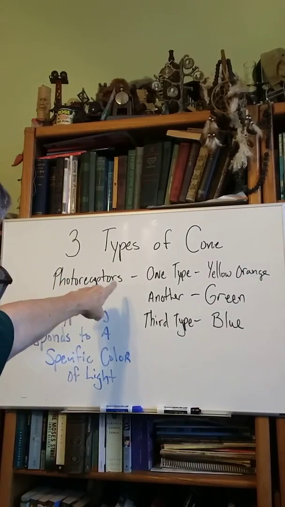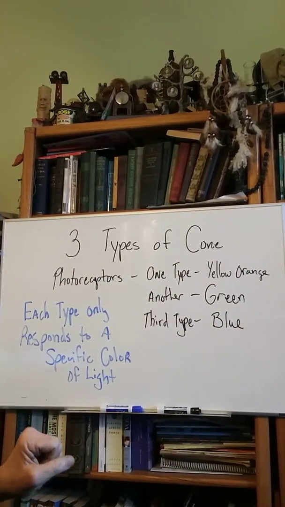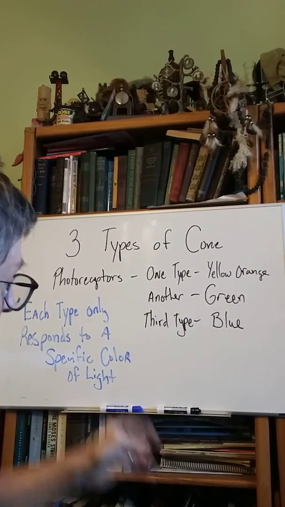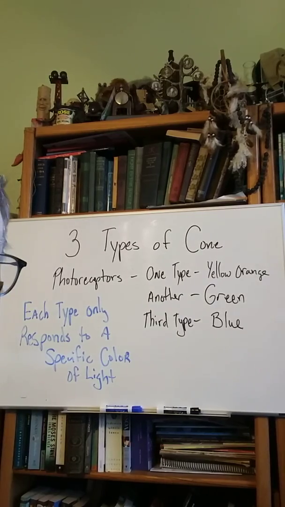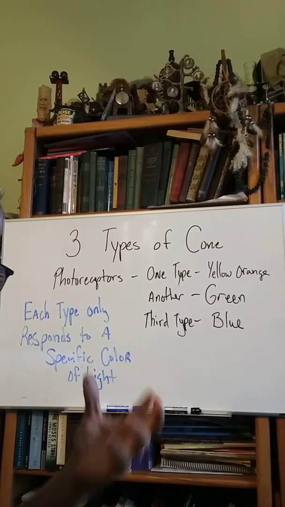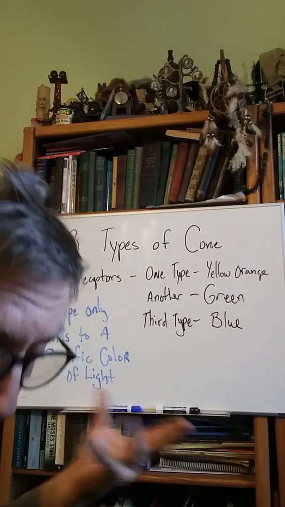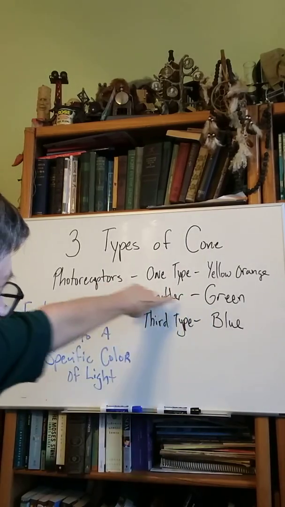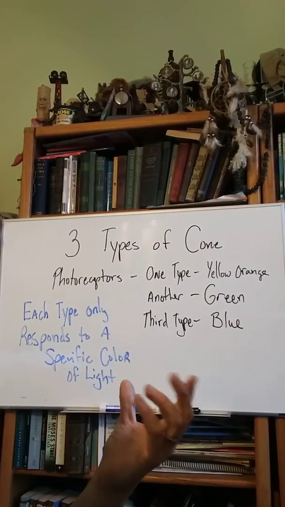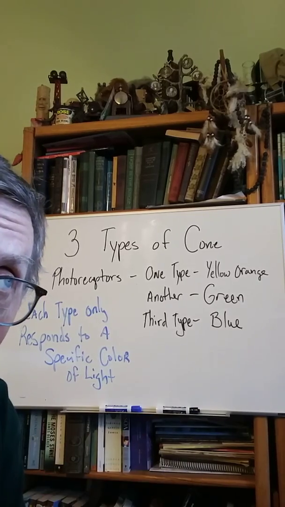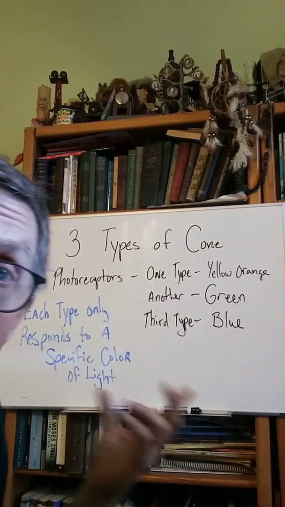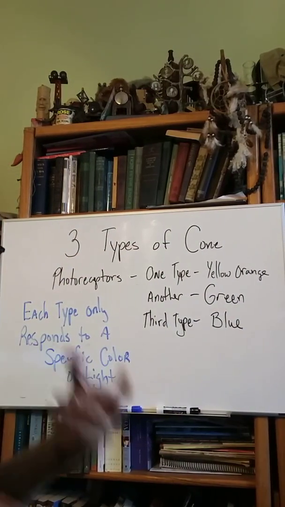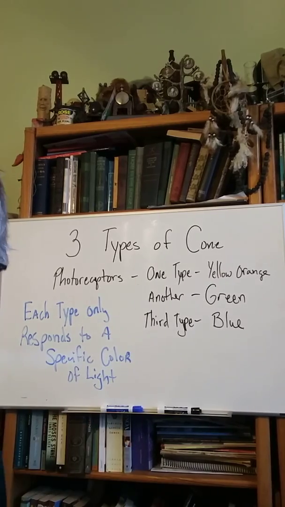One type of cone receptor is going to respond to yellow-orange light. Another type is going to only respond to the green light spectrum. And the third type is only going to respond to the blue light spectrum. And so by combining these, your brain knows that if it receives a signal from a photoreceptor that responds to green light, you perceive that as green. Your brain says, oh, that must be green. So we have these different kinds of cone receptors that produce color vision.